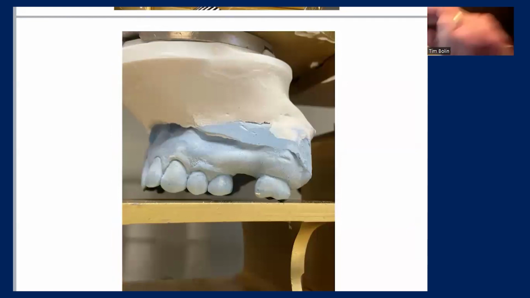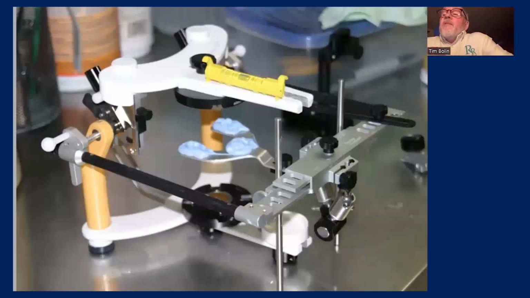Now, I'm going to introduce, I don't know, some of you folks probably already know about this. This is the Stratus articulator from Ivoclar. Now, this is their facebow transfer, and this is how we mount that case using their system.